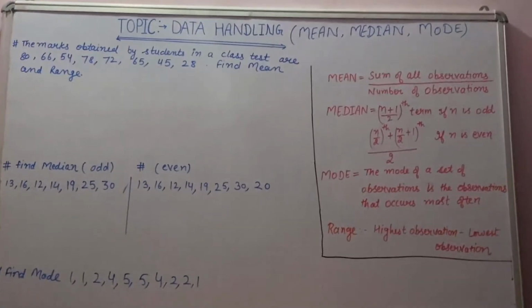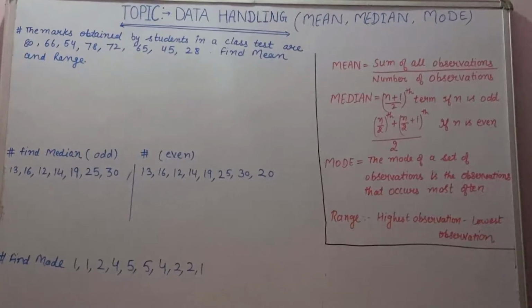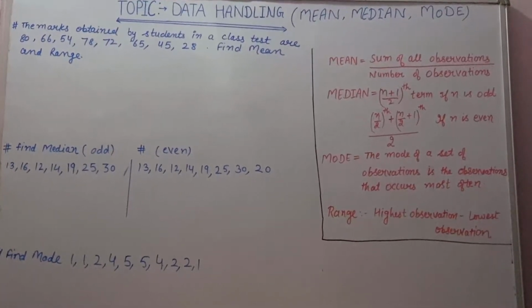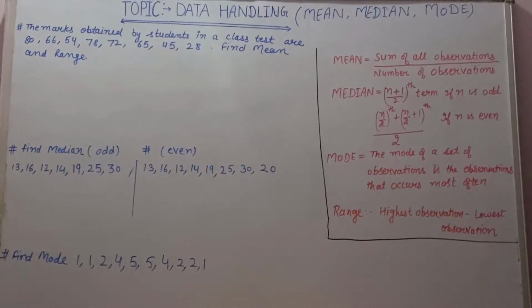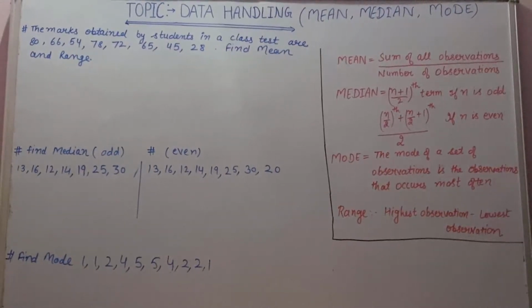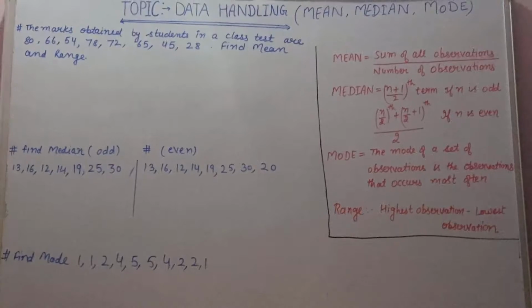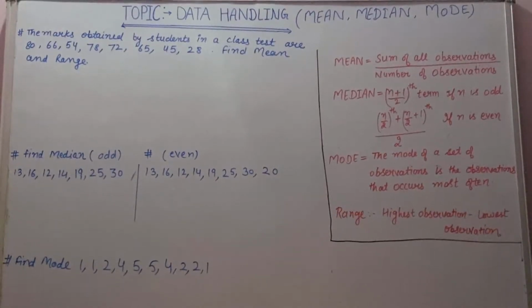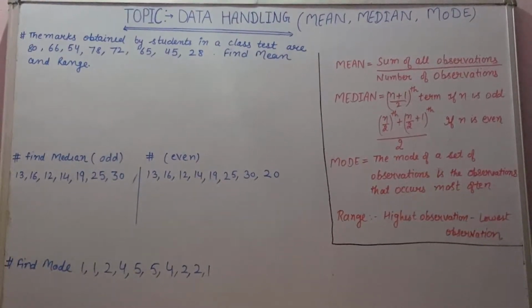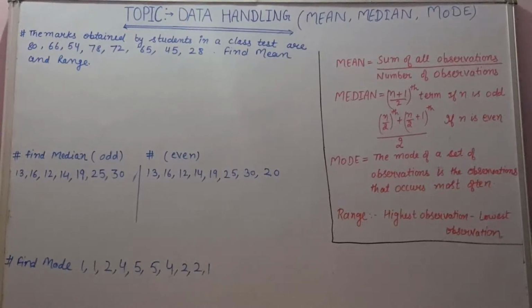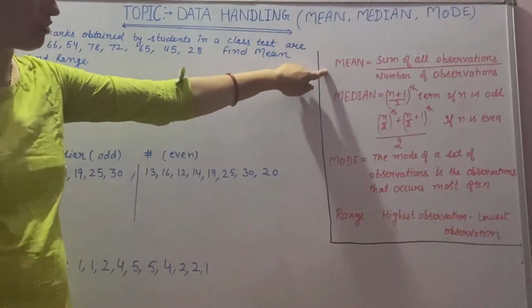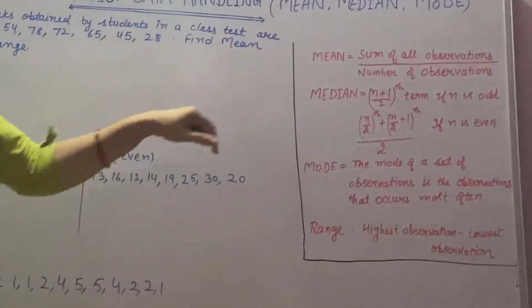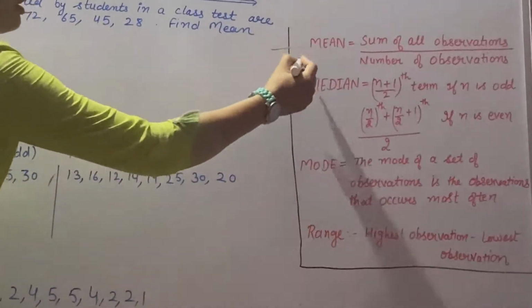The marks obtained by students in a class test are 80, 66, 54, 78, 72, 65, 45 and 28. We have to find out the mean and range. First, what is the formula to find out the mean? Mean is the sum of all the observations divided by the number of observations.